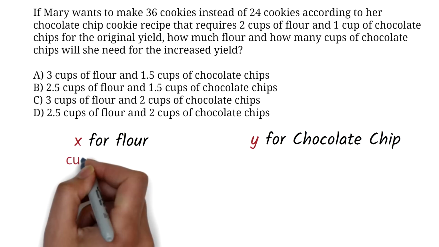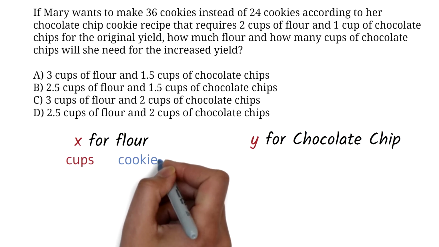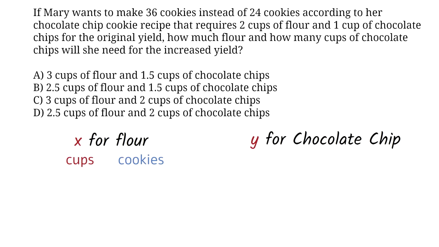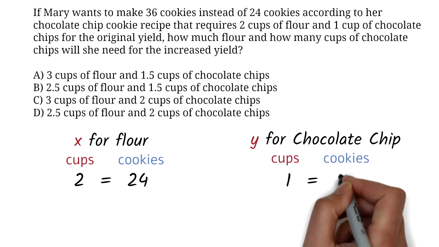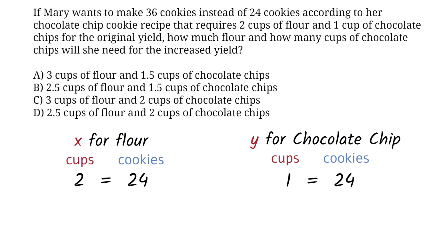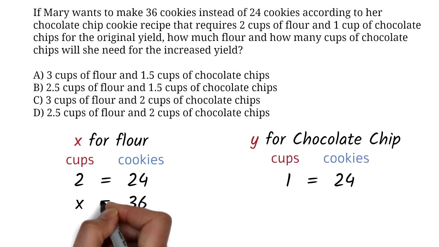For a proportion, there is a conversion factor that has been given. Here, for the flour, we know Mary used 2 cups to make 24 cookies. Also for the chocolate, we know she used 1 cup to make 24 cookies. Then we will set up the unknown. We know she wants to make 36 cookies, so we put it here. We don't know how many cups of flour she'll use, so we represent it by X.